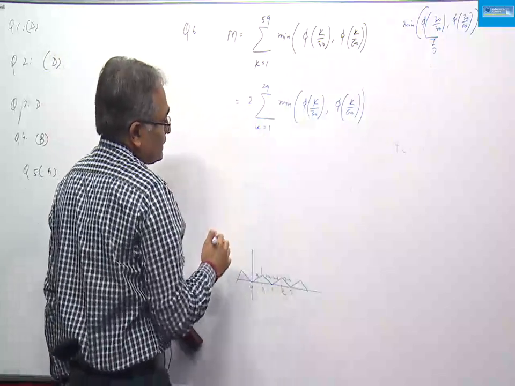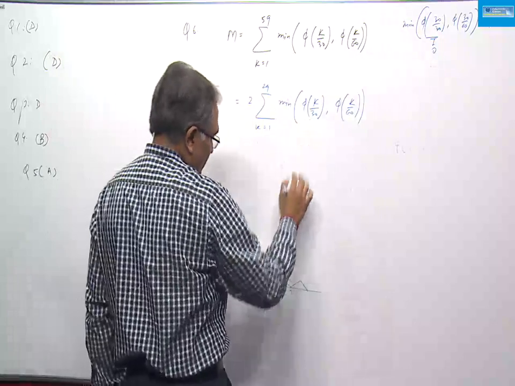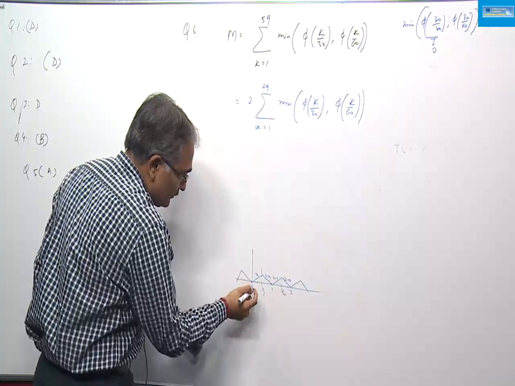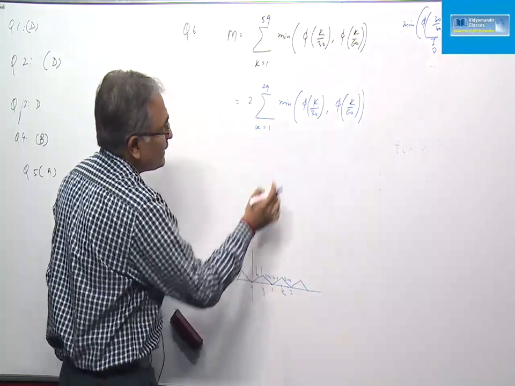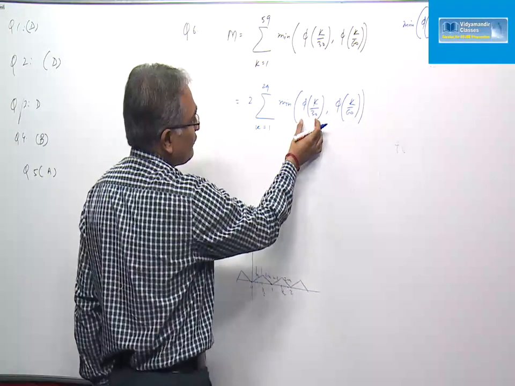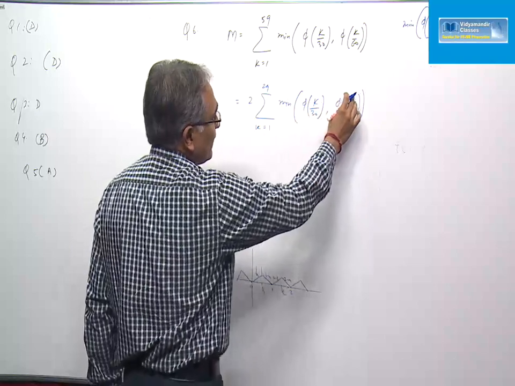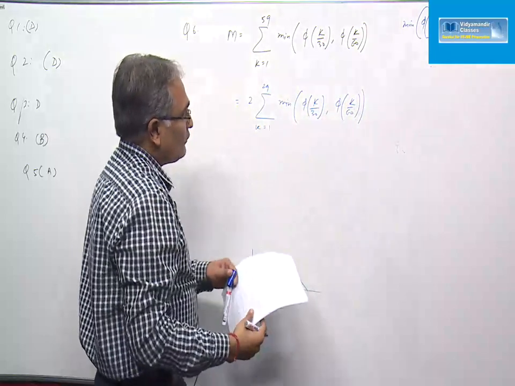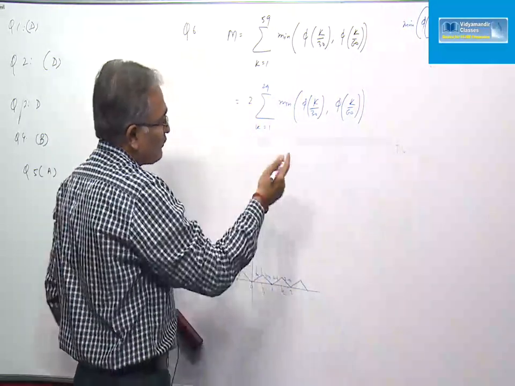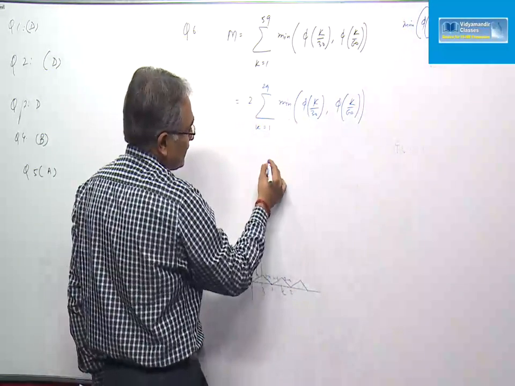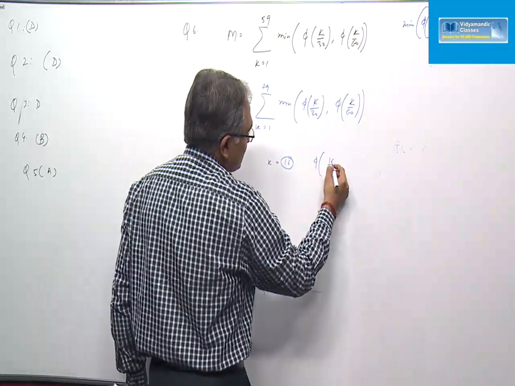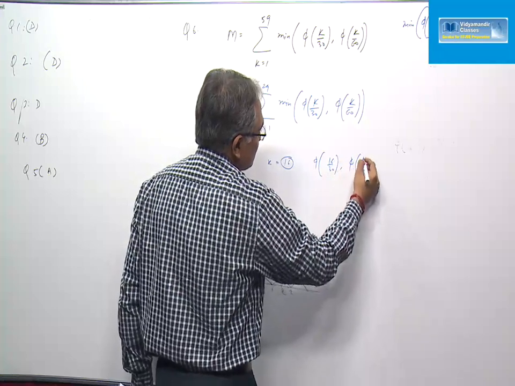Now just observe that whenever x is less than half, from 0 to half, phi of x is x only. That is, till k is 15, phi of 15 by 30 is 15 by 30 only, and this must be 15 by 60. And of these two, the minimum will be this only, till the 15th. But going forward, let's say at the 16th value, when k is 16, it is phi of 16 by 30, phi of 16 by 60.